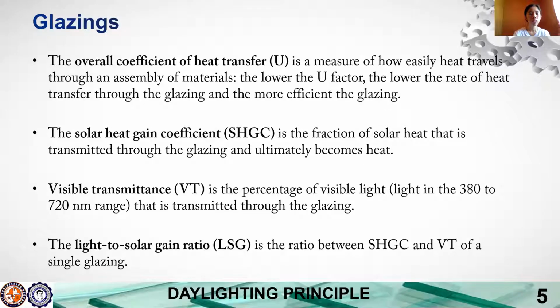And the fourth one is light-to-solar gain ratio, or LSG, the ratio between VT and SHGC of a single glazing. It provides a gauge of the relative efficiency of different glazing types in transmitting daylight while blocking heat gains.